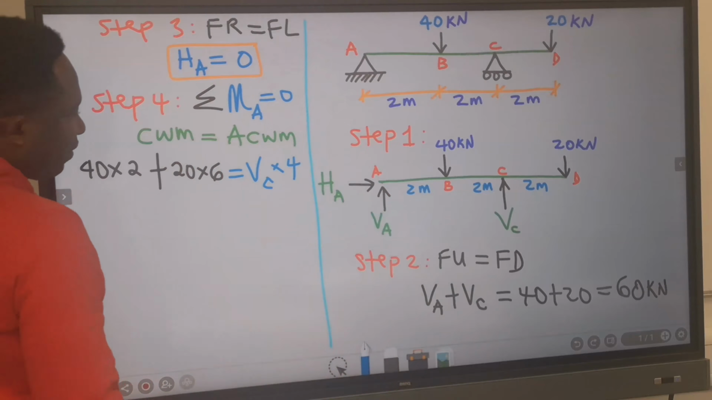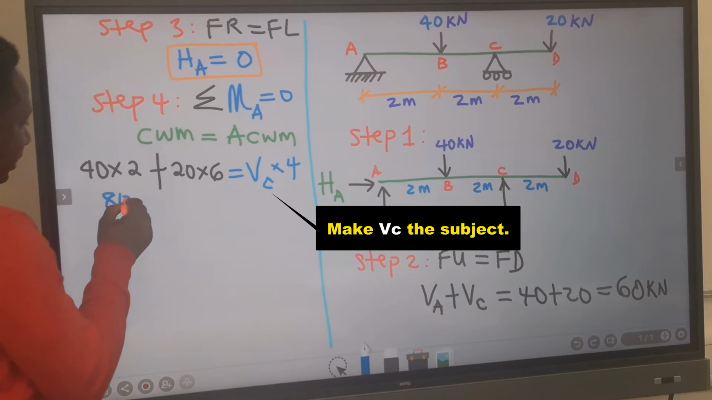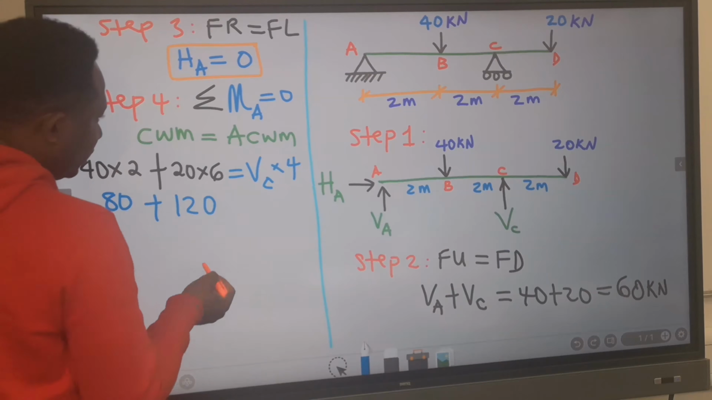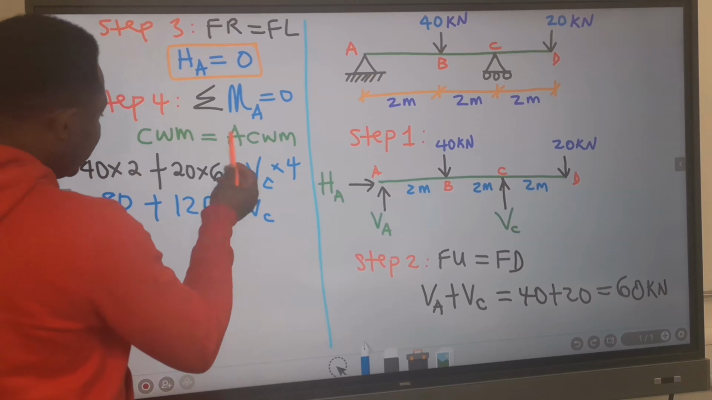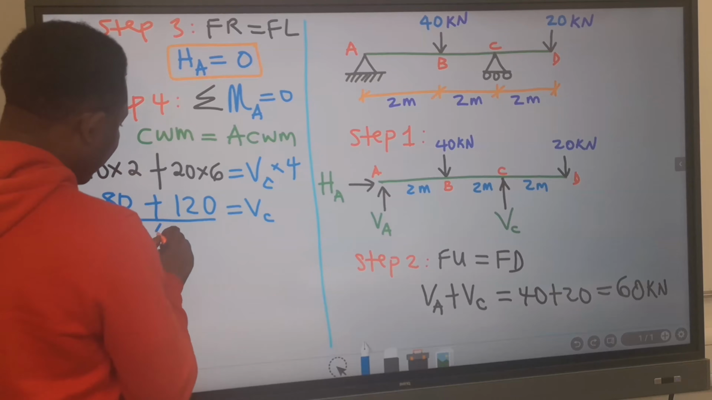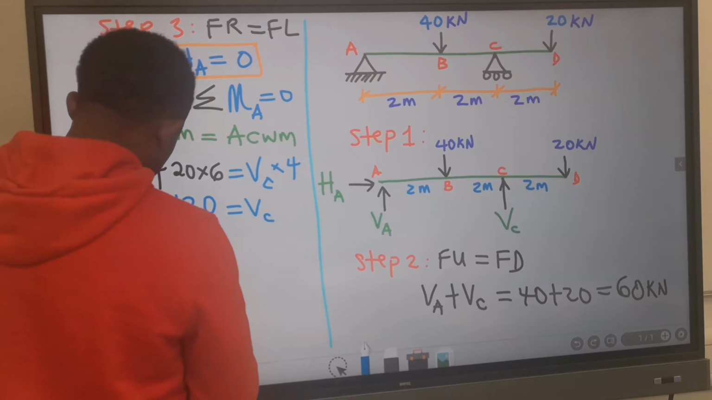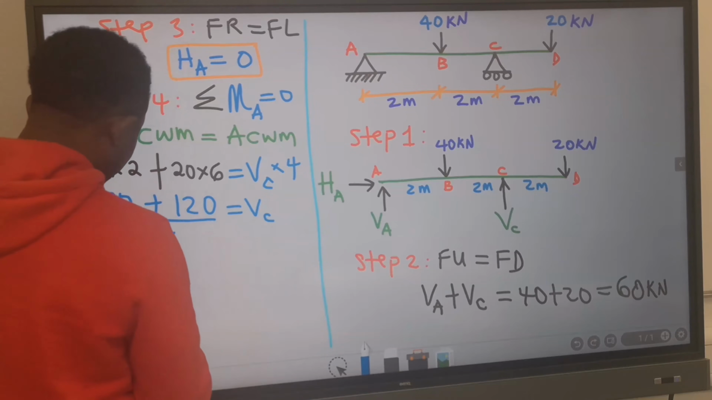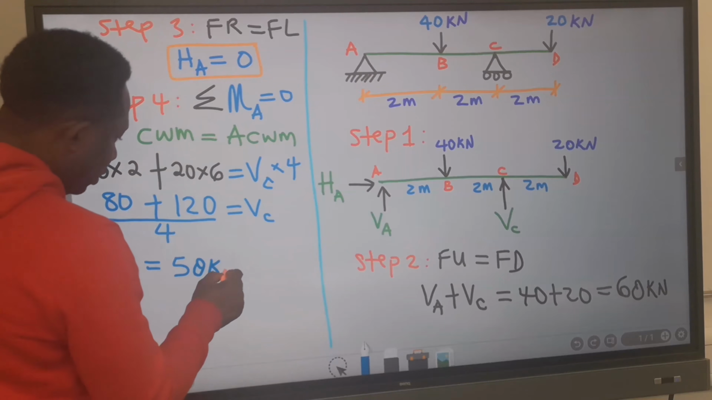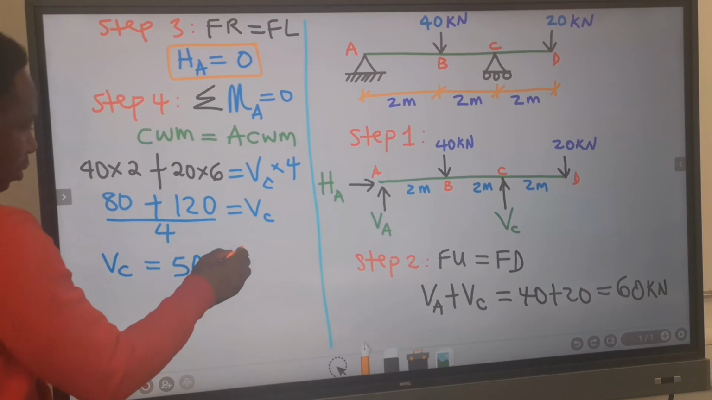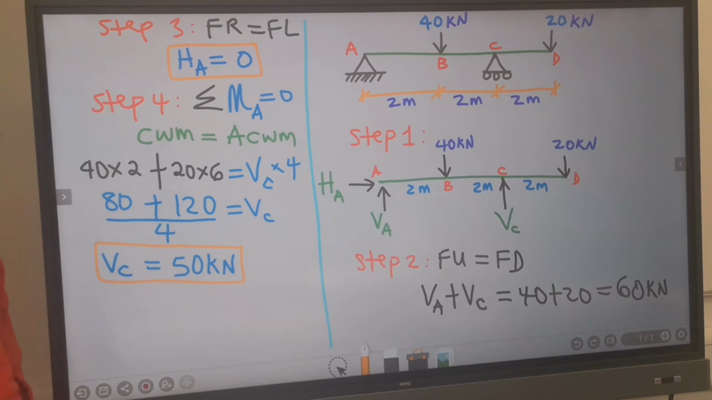We're going to look for the value of V subscript C. This is 80 and this is 120. On this side, I will leave V subscript C. This will move over to divide everything here, and we are going to have that V subscript C is 50 kilonewton. Now we have the value of the second reaction.